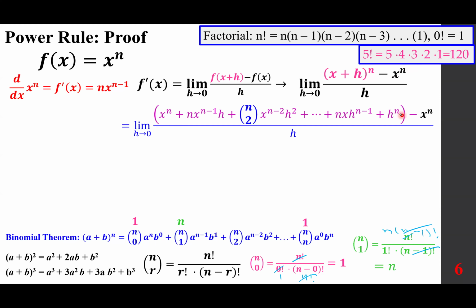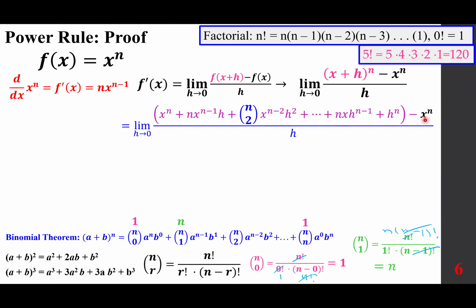Now notice, I write the first one as x to the power of n, the second one as n x to the power of n minus 1 h, because the exponents, everybody, they must add up to n. Look at all of them, okay? Now this one, I keep it just the way it is. n choose 2, a to the power of n minus 2, in this case x to the power of n minus 2, b squared becomes h squared. We continue, the last one is h to the power of n, and the one before that, n x h to the power of n minus 1.